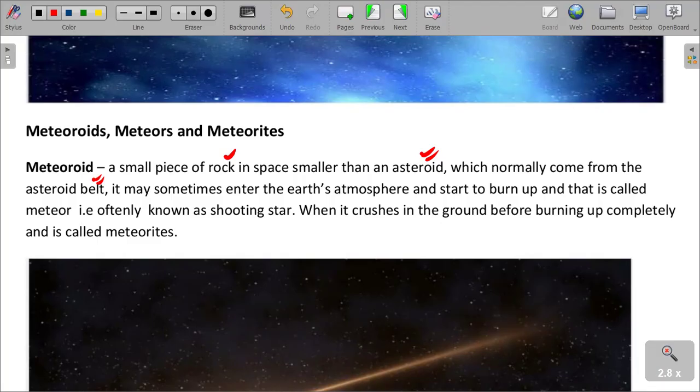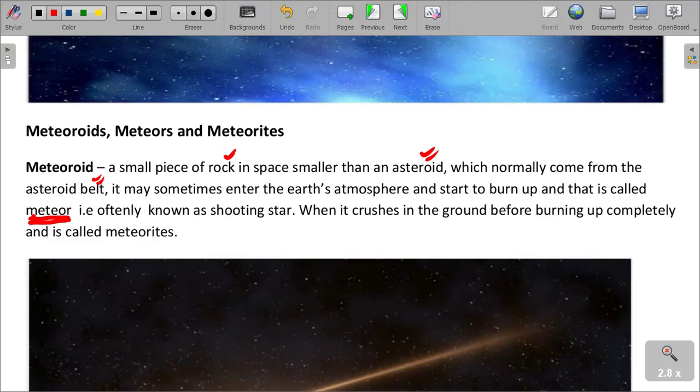It may sometimes enter the Earth's atmosphere and start to burn up, and it is then called a meteor. When it burns up in the atmosphere, it is called a meteor. That is often known as the shooting star.